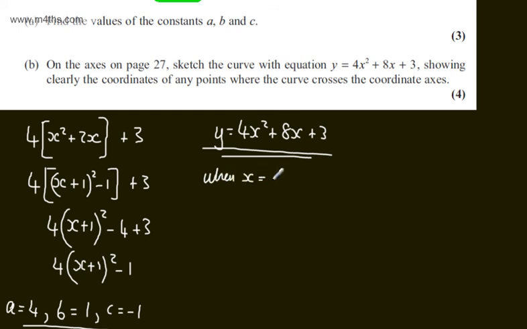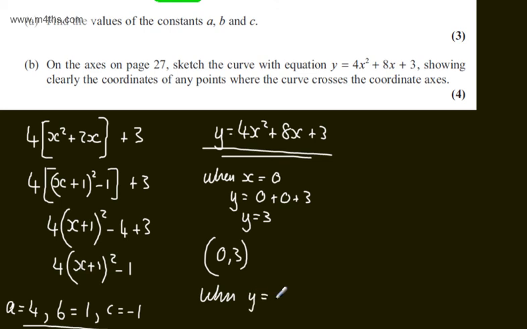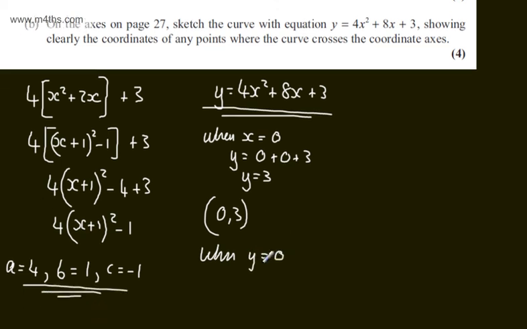So when x is equal to 0, y is going to be equal to 0 plus 0 plus 3, which gives us now that y is equal to 3. So from this we can see that it's going to cross the y-axis now at (0, 3). If we consider now when y is equal to 0, this will give us the points of intersection now with the x-axis. So we can say 0 will be equal to 4x squared plus 8x plus 3.